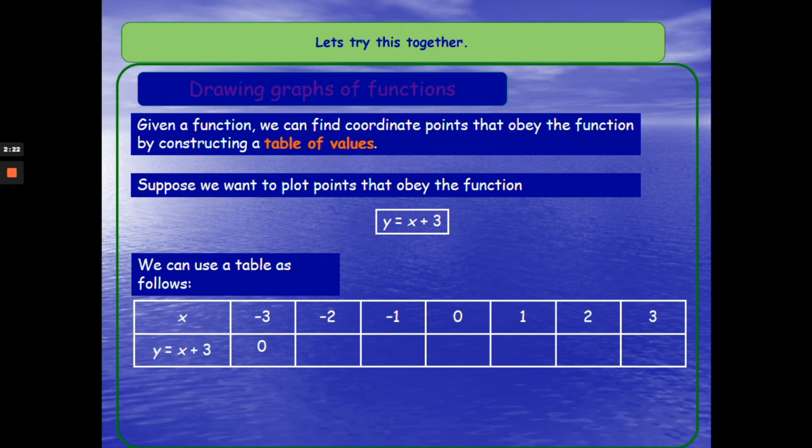The next one along, -2: now x is -2. So it would be y equals -2 plus 3, which equals 1. Can you complete that table for me, please? And then we'll go through the answers. So pause the screen, draw the table out, and try to complete that table, please.